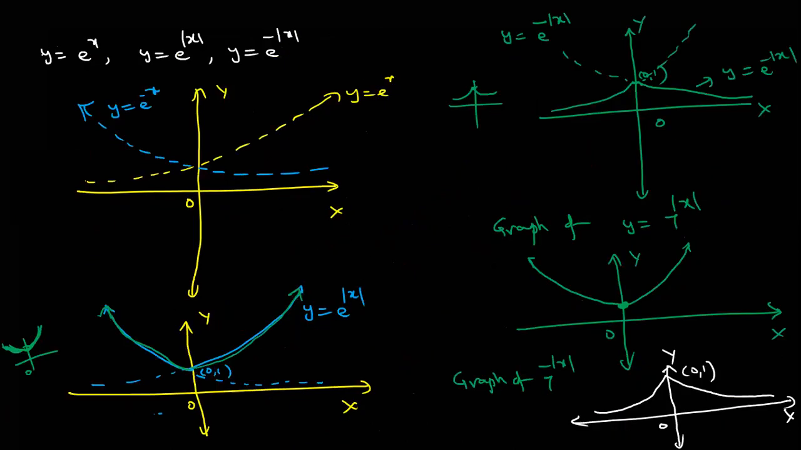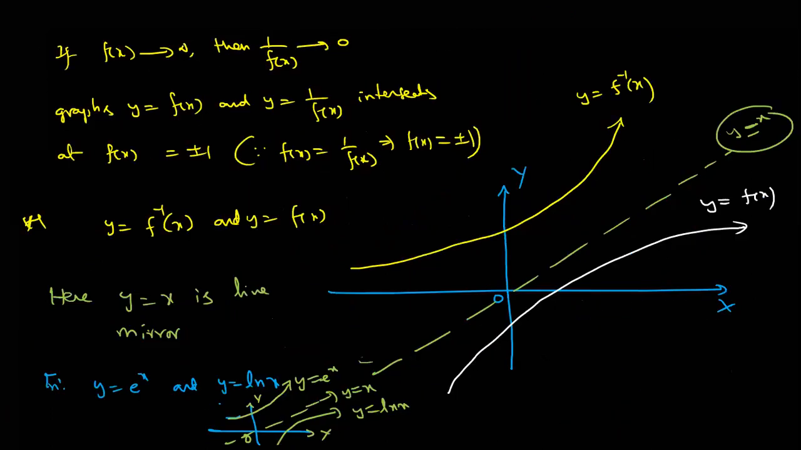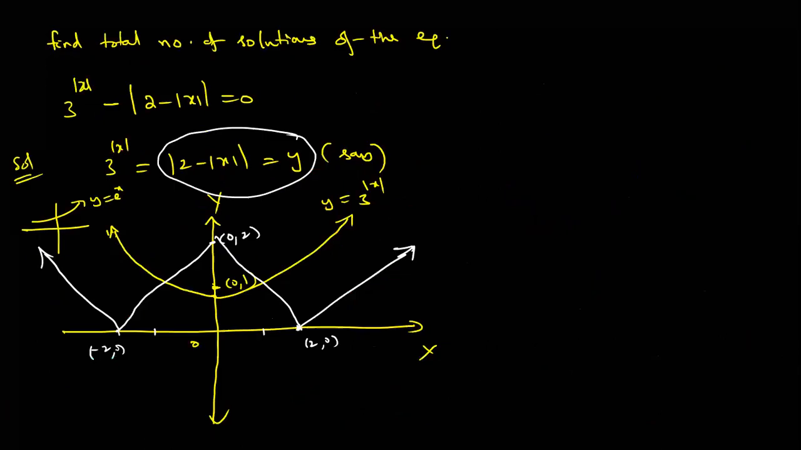So this is the graph of C. y = 7^|x|. y = 7^(-|x|). So little practice is required at this point. Okay. Now what are they asking?